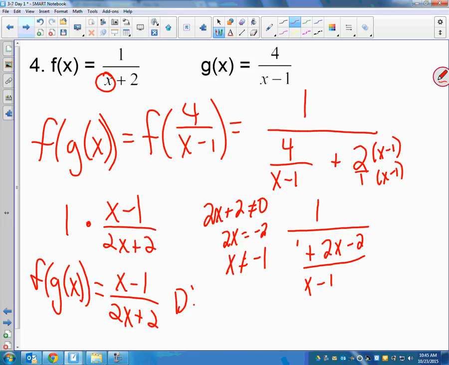I didn't get rid of it. I added it to this, right? So when I had 4 plus 2x minus 2, I just combined like terms. 4 minus 2 is 2. So they just combine together. Other questions on where I got that?